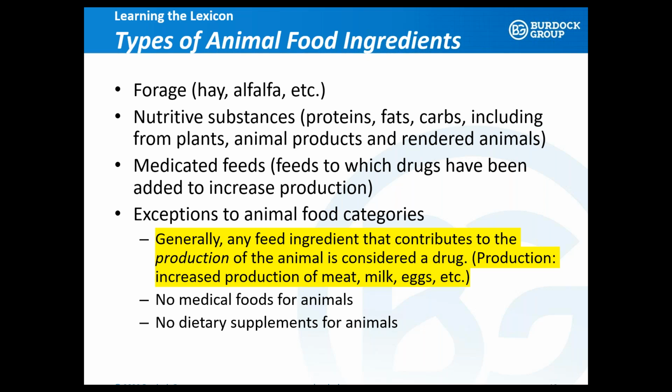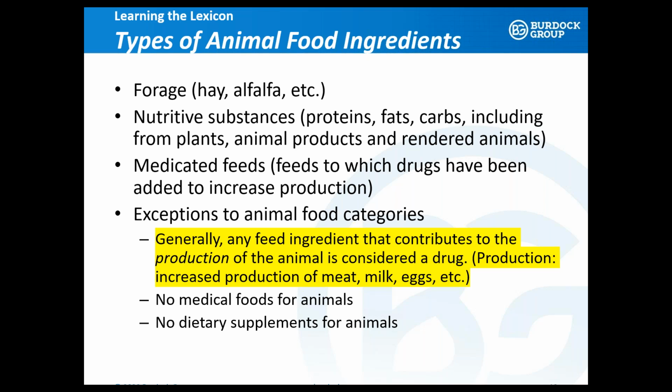However, there's another interesting caveat here, which is actually very important. This highlighted area I have here is basically stating that if a feed ingredient contributes to the production of an animal, it is considered a drug. So what that basically means is if you have cows or chickens and you're saying that your animal food or your animal feed is increasing the size or increasing growth of the animal, you're technically making a drug claim. And technically, because of that, your animal feed ingredient is considered a drug. So be very careful of what you say.